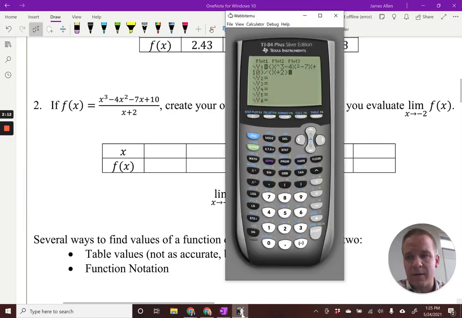When I pull up my calculator, I have it all plugged in. I put parentheses around my numerator. Don't forget to do things like that, or use your alpha y equals. This doesn't have the fraction feature, so I had to type it in this way. I'm going to go to second table set.